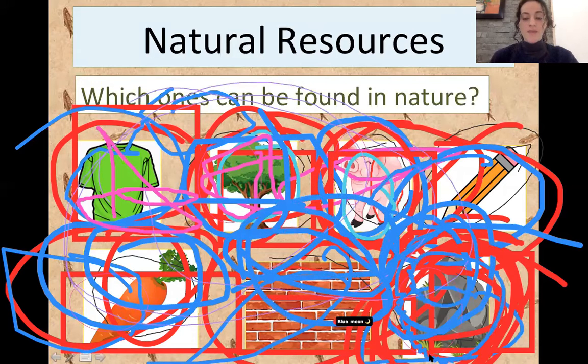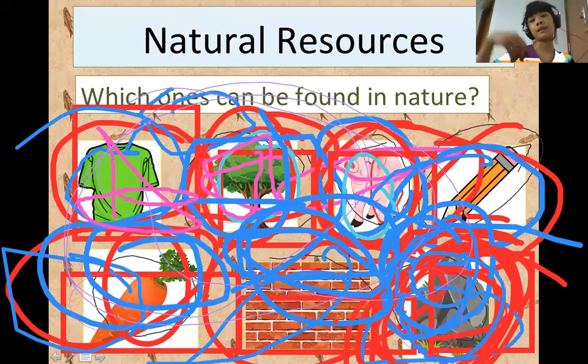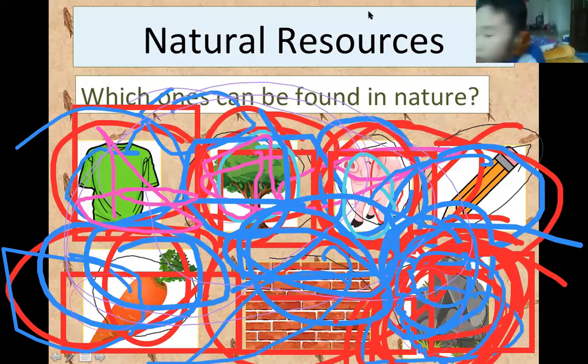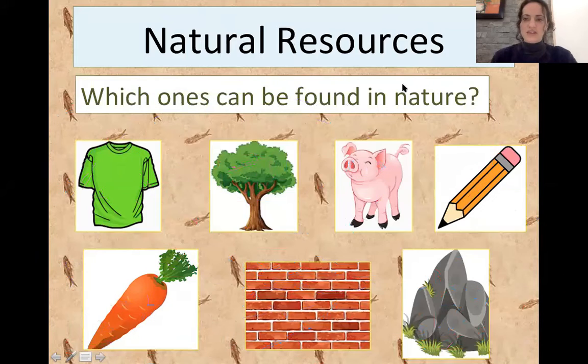All right, so this is better than last time, everybody. This is good, but a lot of people circle the t-shirt. Is a t-shirt a natural resource? Can we find a t-shirt in nature? Everybody. Oh. We can't find a t-shirt in nature. Let's do it one more time. Ready, set, draw. Which ones are natural resources?